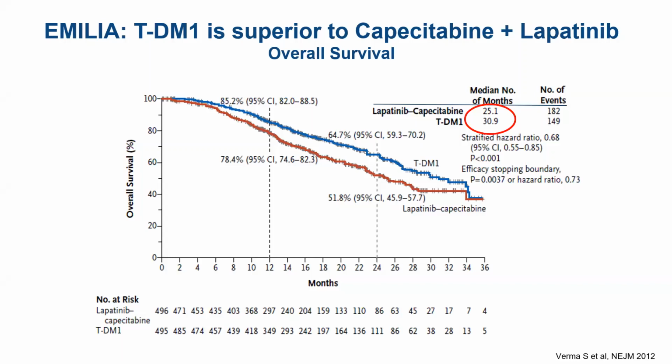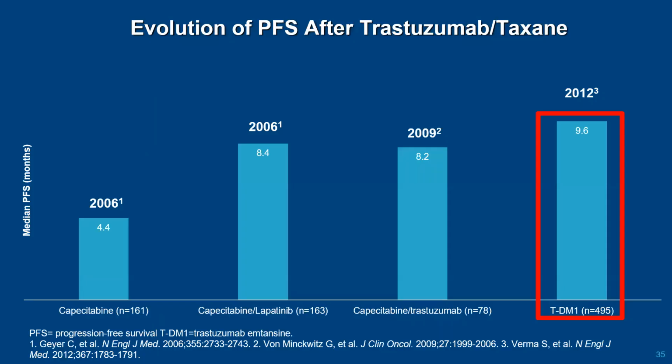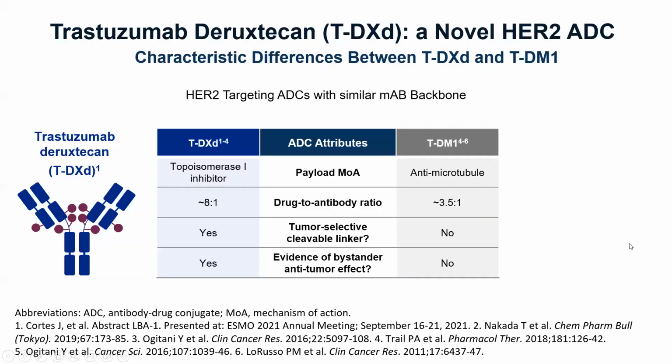This study led to the FDA approval of TDM1 in 2013. It's available many places in the second-line therapy setting. It does improve survival compared to standard of care chemo and a drug called lapatinib, which is an oral drug. However, and you can see here the progression-free survival was quite good with this agent.